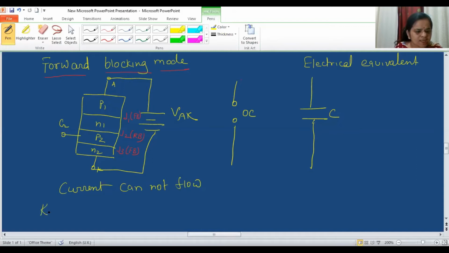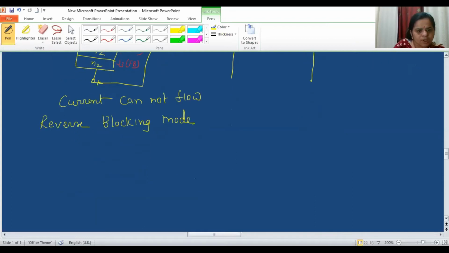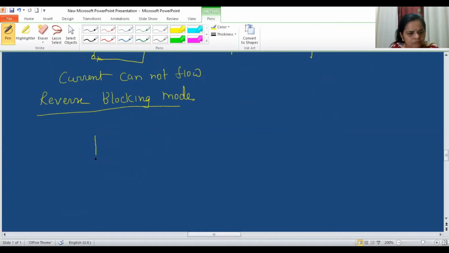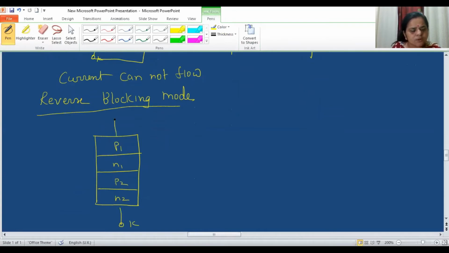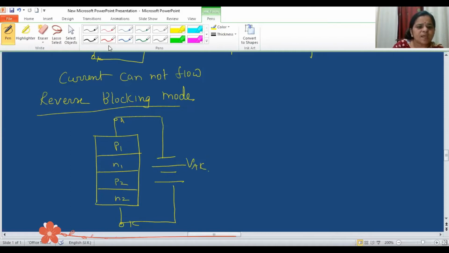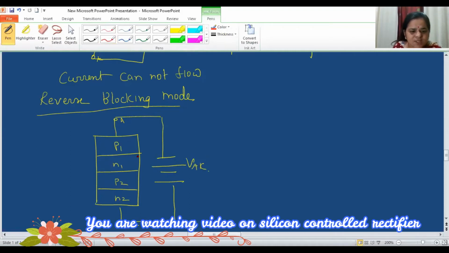Now the second mode is the reverse blocking mode. What is reverse blocking mode? In reverse blocking mode, we apply the anode-cathode voltage in reverse bias condition. So this is P1, this is N1, this is P2, this is N2. This is cathode, this is anode. When we apply the voltage in reverse condition, P is connected to negative and N is connected to positive. This is how we say the device is in reverse condition.